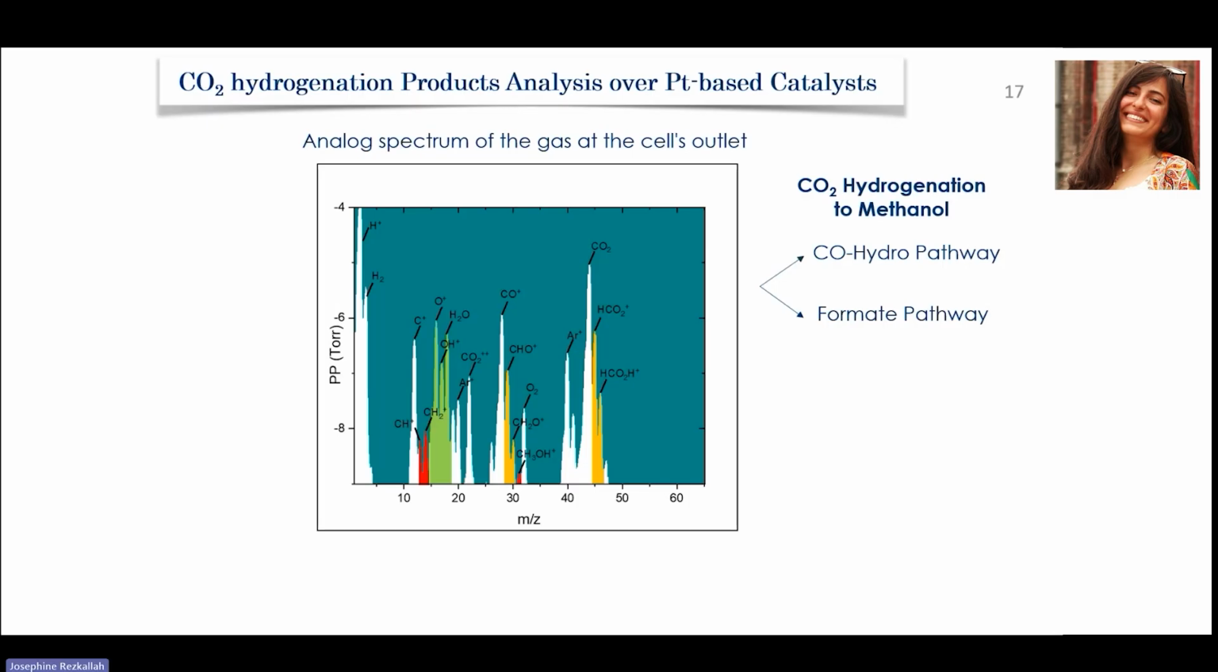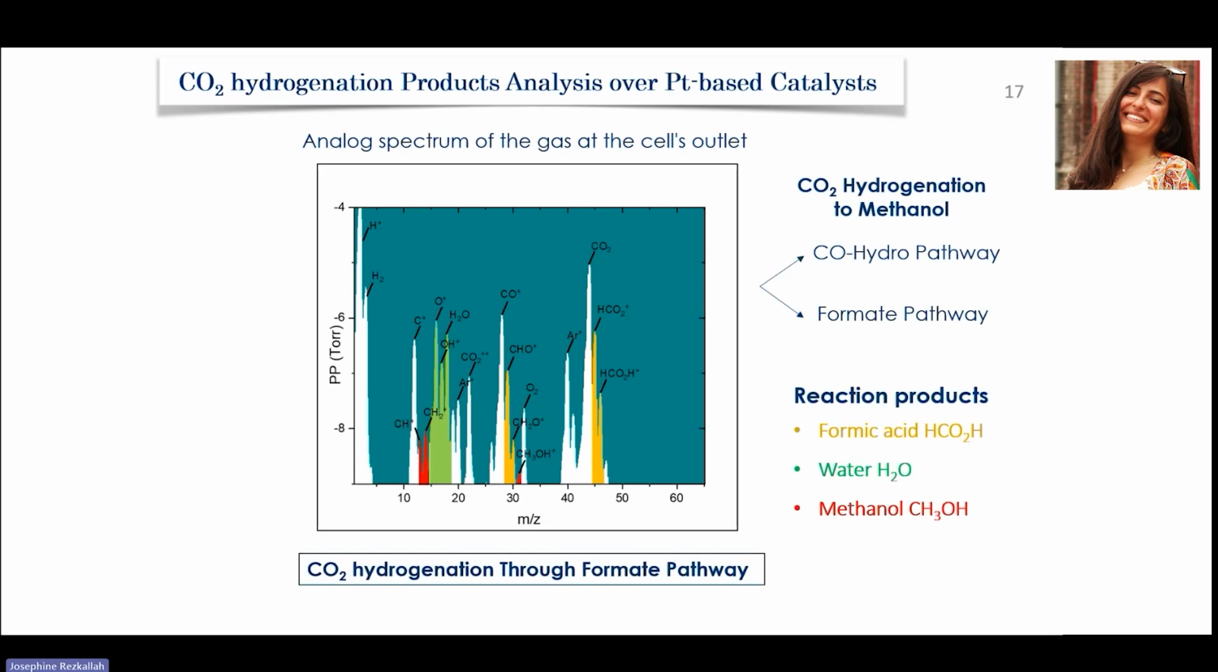This analytical spectrum acquired at the gas cell outlet shows peaks corresponding to both reagents, hydrogen and carbon dioxide, and the product throughout the experiment. As you can see here, there are peaks corresponding to CO2, hydrogen, and their fragmentation, and also peaks corresponding to formic acid, methanol, and water that are also detected in this spectrum.